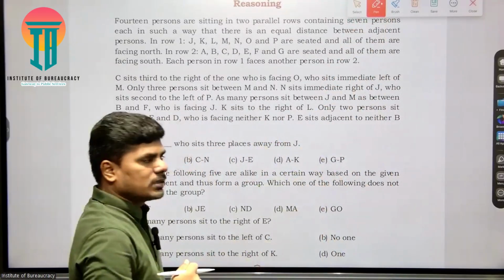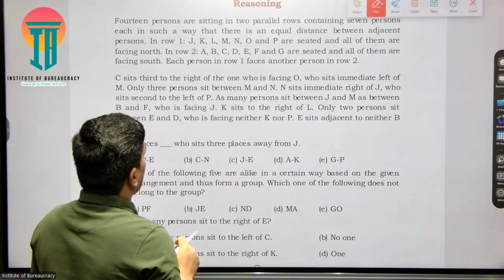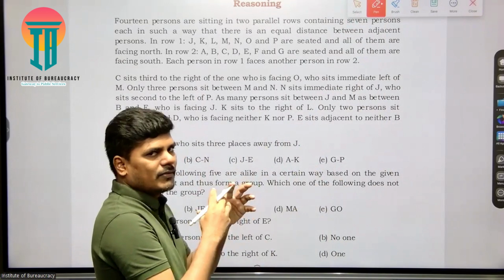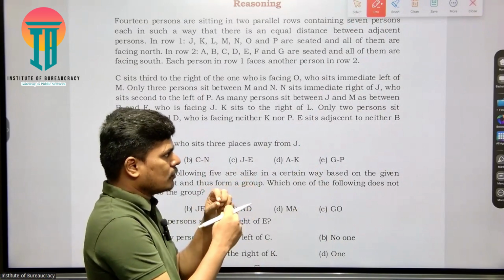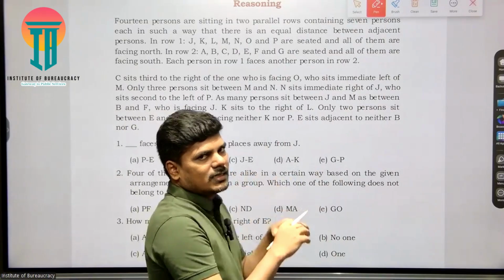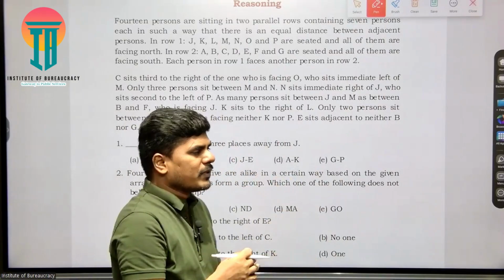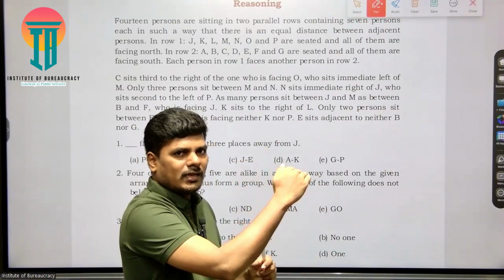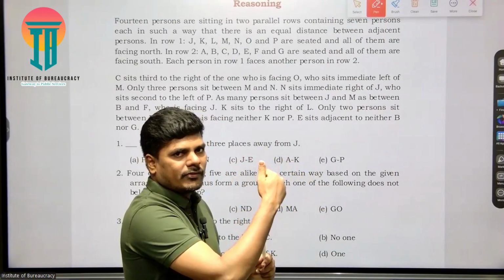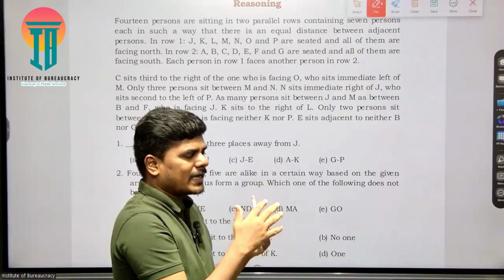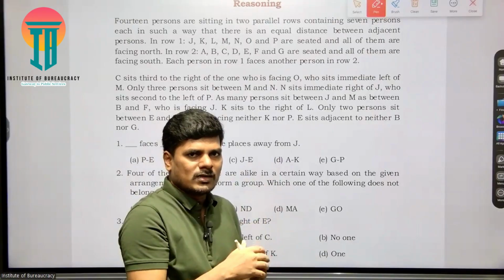Let's answer this question. So what have they given? First we have to read and try to understand, draw it, and arrange that seating arrangement properly. There are three types they maximum ask. One is linear arrangement in a single line, or two lines facing each other. Or circular arrangement. The maximum the questions are based on these arrangements only.